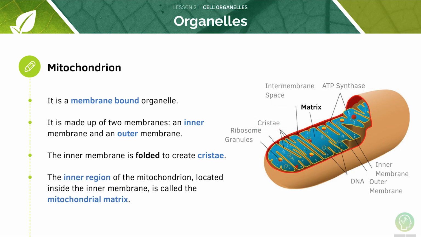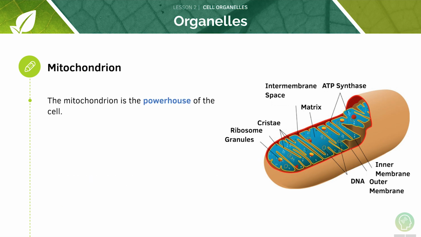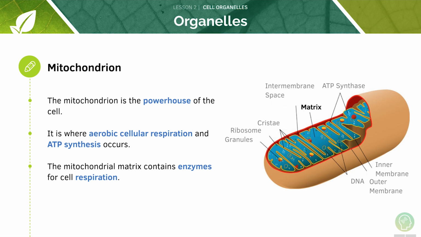The inner region of the mitochondrion, located inside the inner membrane, is called the mitochondrial matrix. The mitochondrion is the powerhouse of the cell. It is where aerobic cellular respiration and ATP synthesis take place. The mitochondrial matrix contains enzymes for cell respiration.